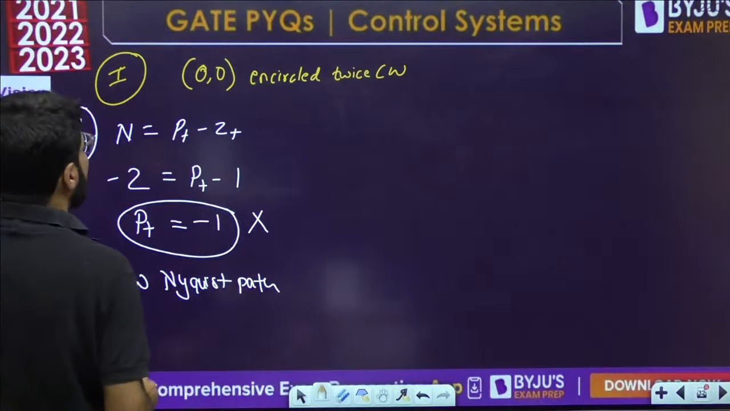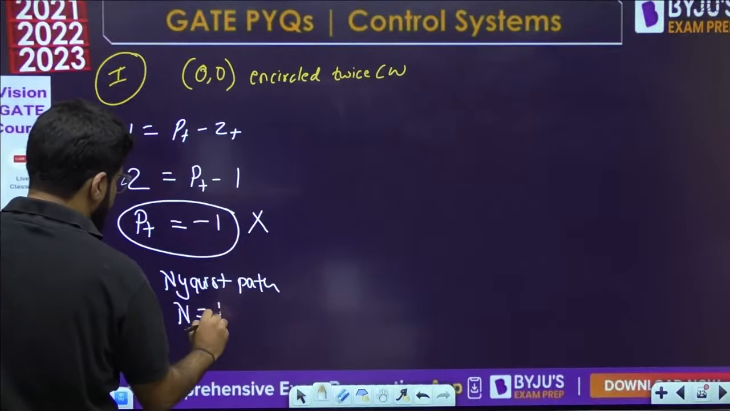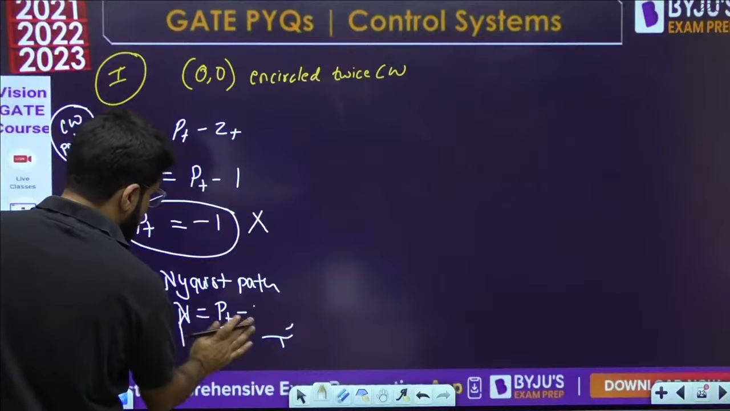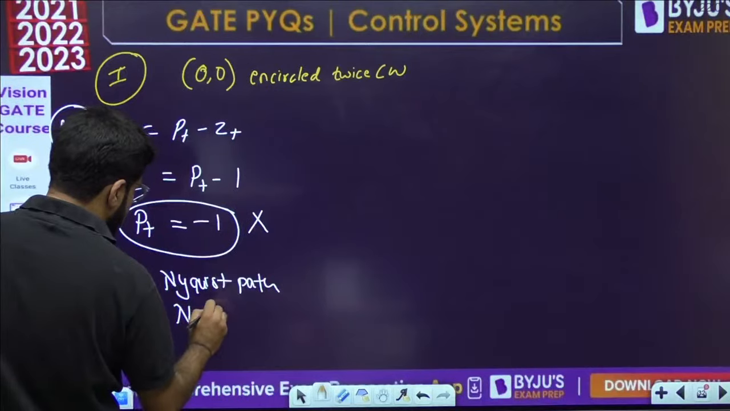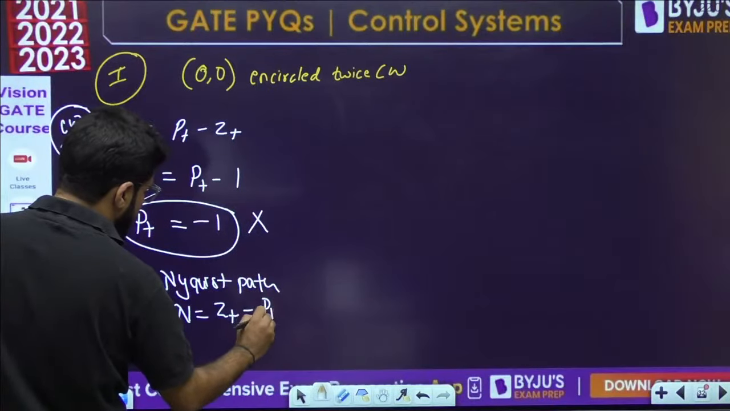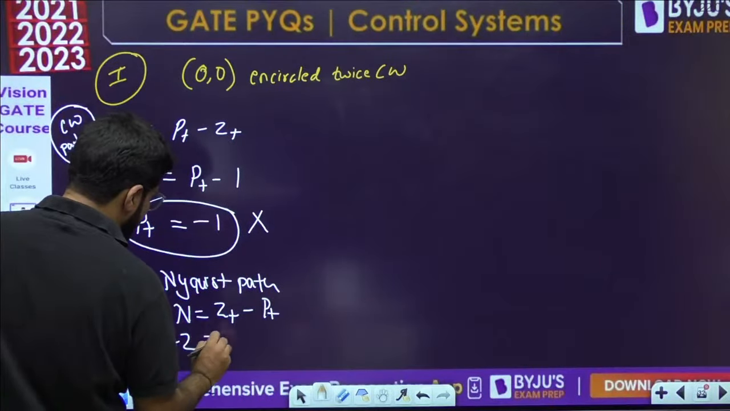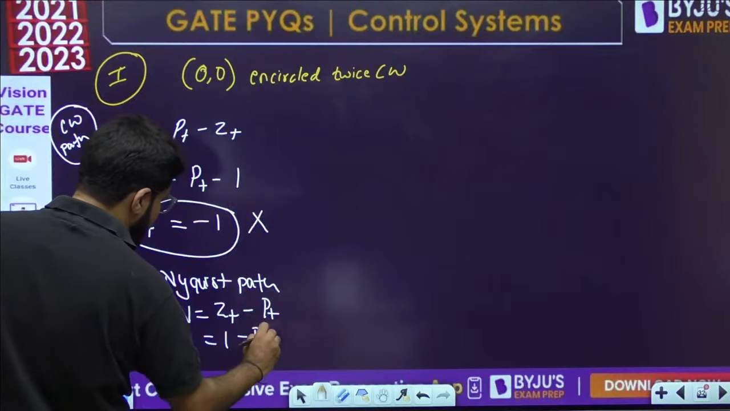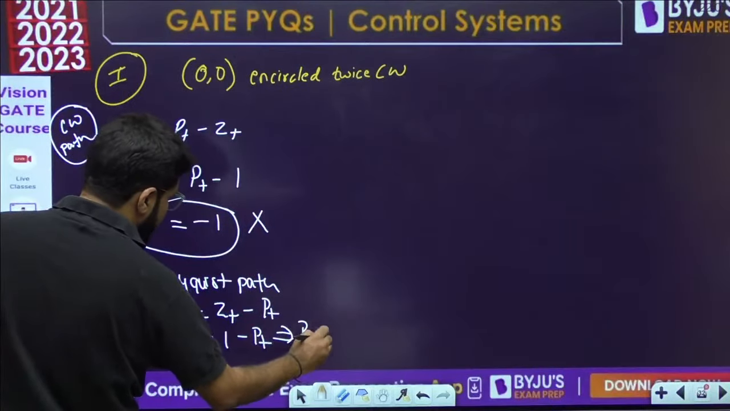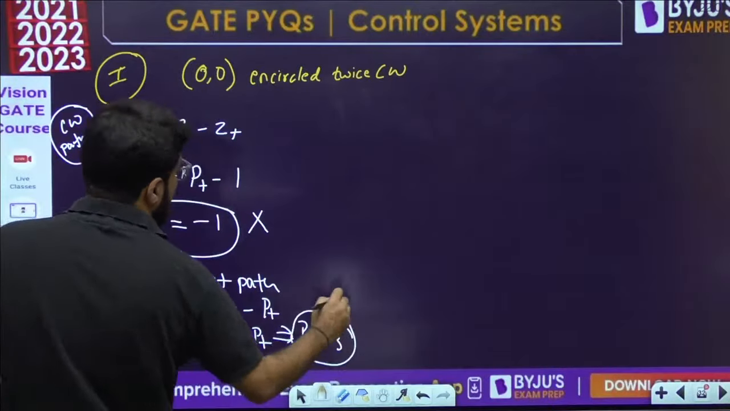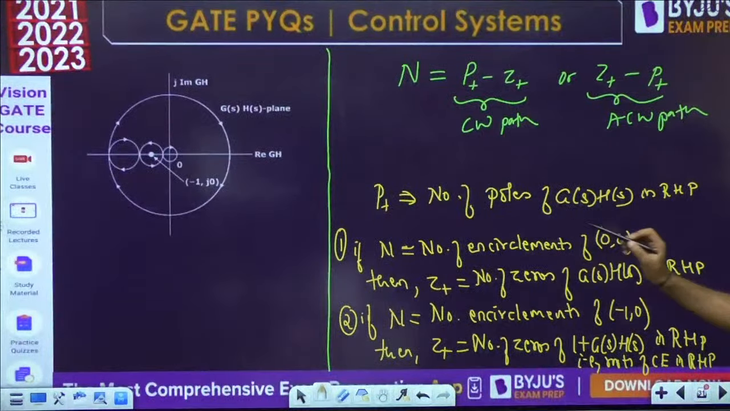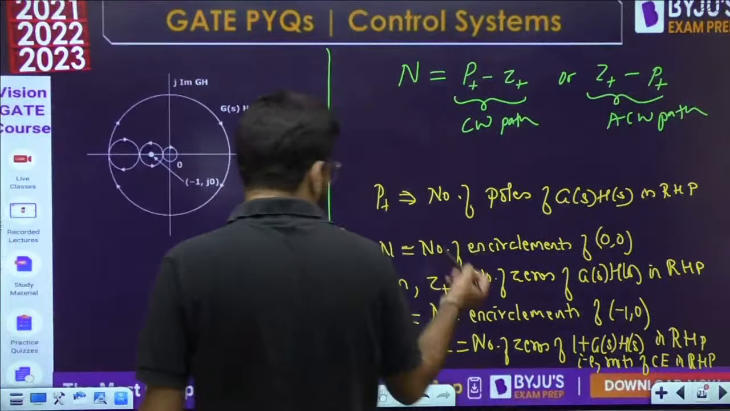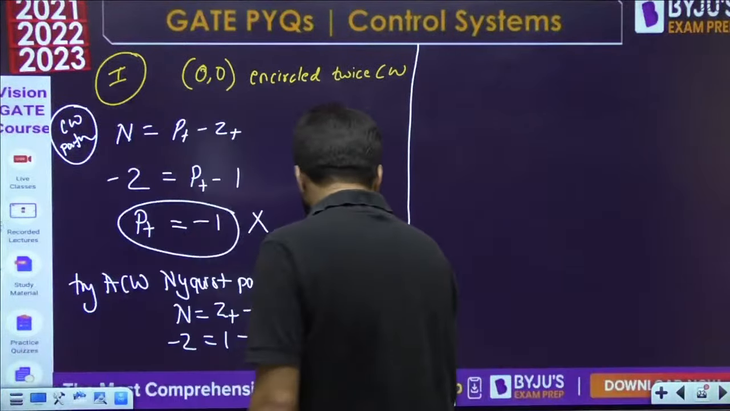Theek hai. So what is this? N is equal to, here what we use, N is equal to Z minus P. Okay, so N is -2 is equal to Z is 1 minus P plus. From here you are getting that P plus is equal to 3. Now P plus is common to both the definitions, whether you are noting the encirclement of 0, 0 or -1, 0. P plus is common. So P plus aagya means it is used for both the definitions.